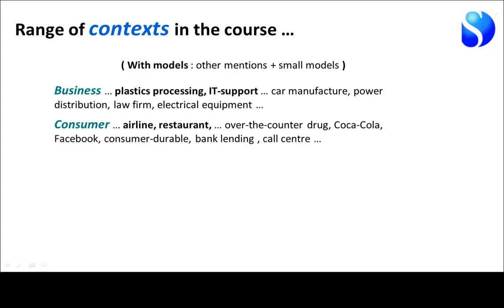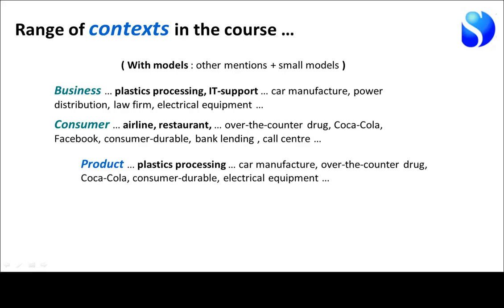We talk about an over-the-counter drug. It's actually a painkiller. We talk about Coca-Cola. We talk about customer growth and churn at Facebook. Consumer durables like tablets or washing machines or whatever are somewhat different than consumables, so that's a difference worth bringing out, and we talk about that. We talk about bank lending because that's a consumer service that gets offered, and we talk about some of the challenges about a call centre in an insurance or a bank support function.